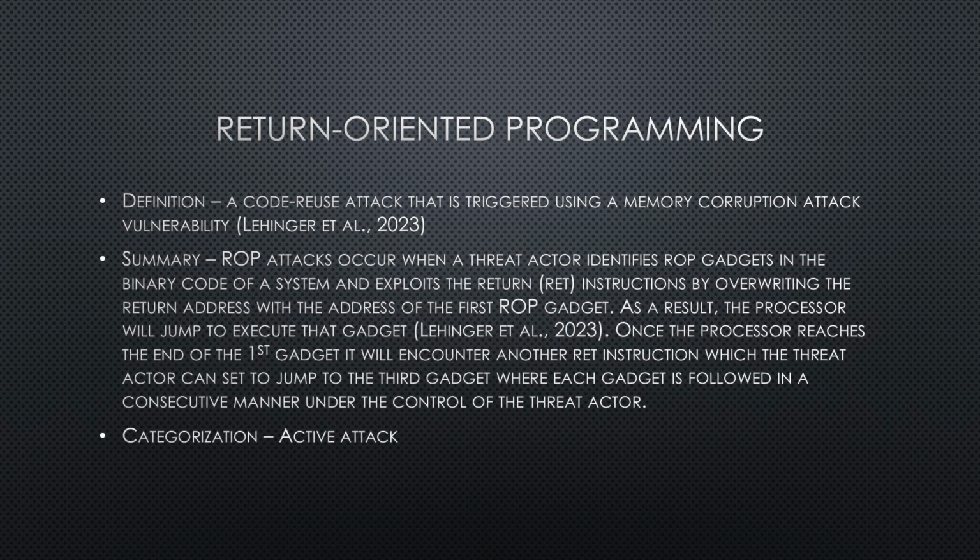Return-oriented programming is a code reuse attack that is triggered using a memory corruption attack vulnerability. ROP attacks occur when a threat actor identifies ROP gadgets in the binary code of a system and exploits the return instructions by overriding the return address with the address of the first ROP gadget. As a result, the processor will jump to execute that gadget. Once the processor reaches the end of the first gadget, it will encounter another return instruction, which the threat actor can set to jump to the third gadget, where each gadget is followed in a consecutive manner under the control of the threat actor.